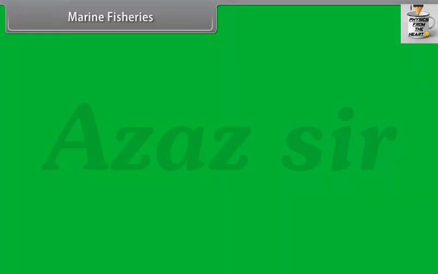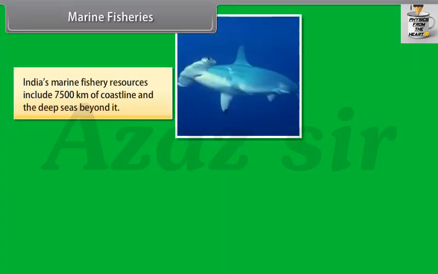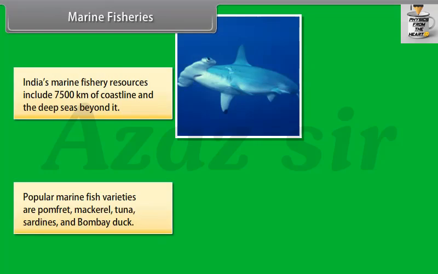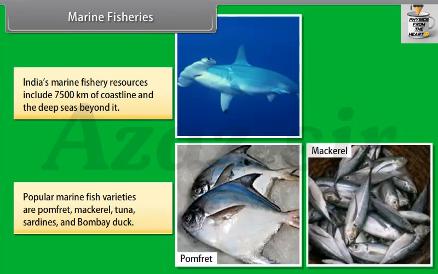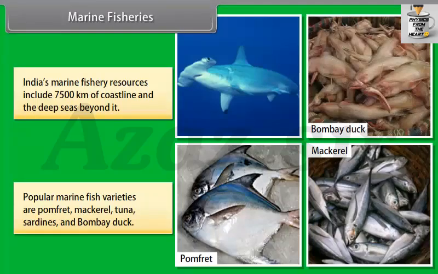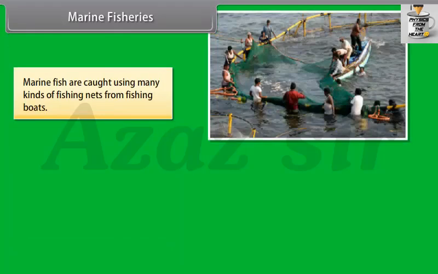Marine fisheries. India's marine fishery resources include 7,500 kilometers of coastline and the deep seas beyond it. Popular marine fish varieties are pomfret, mackerel, tuna, sardines, and Bombay duck. Marine fish are caught using many kinds of fishing nets from fishing boats.